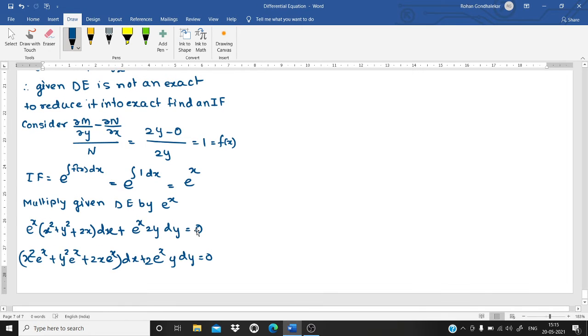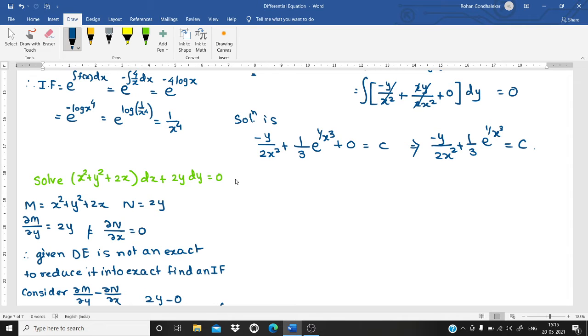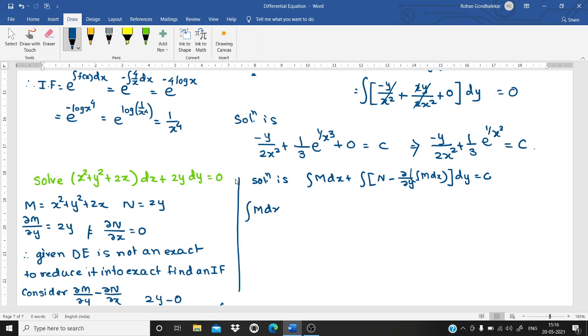This is a differential equation which is exact. Fine. Therefore, the solution is, what is the solution? The solution is integral M dx plus integral of N minus dA by dy of integral M dx, the integral is with respect to y, equals to c. So what is integral M dx?